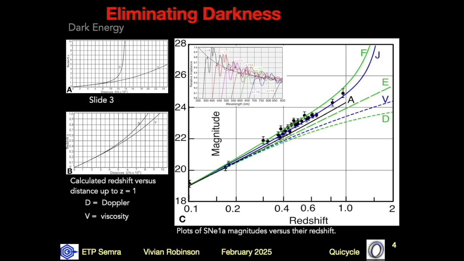It is determined from the V curve in figure B. This inset is a reminder that the magnitude differs from intensity because their spectra move through the measurable range from 300 to 900 nanometers. Add that magnitude correction to curve V and you get curve J. Between you and me, I think J is a reasonably good fit with the observed SNe Ia magnitudes at different redshifts.